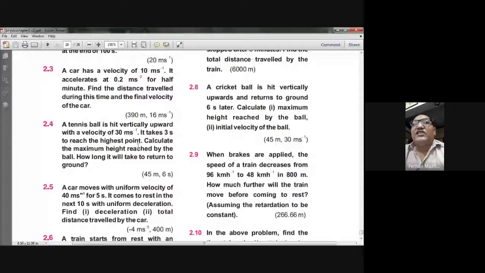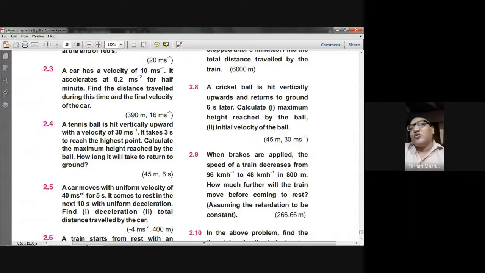So let's start. Question number 2.4 is showing up on your screen. Hopefully you can see that. A tennis ball is hit vertically upward with a velocity of 30 meter per second. It takes 3 seconds to reach the highest point. Calculate the maximum height reached by the ball. How long will it take to return to the ground?